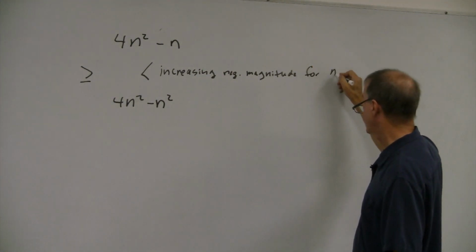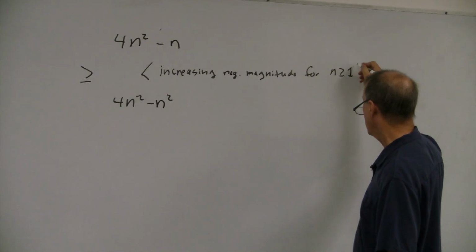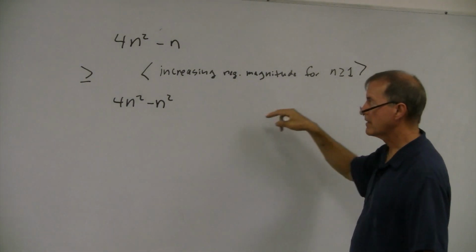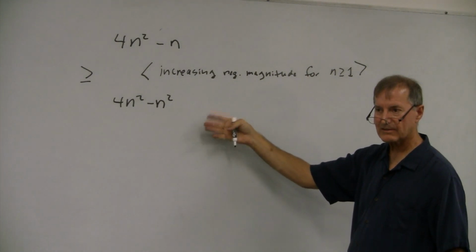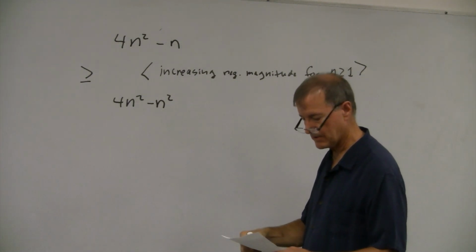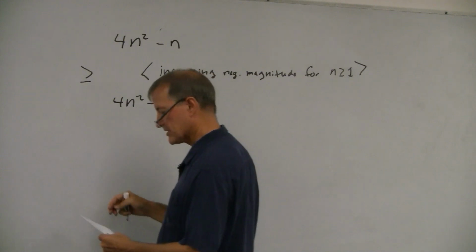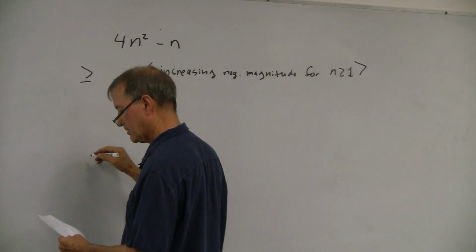For n greater than or equal to 1. Because if n is a half, then you're multiplying it by a half, and it's not increasing. Okay, so that's 1. Here's another one. How about we say 2n squared?